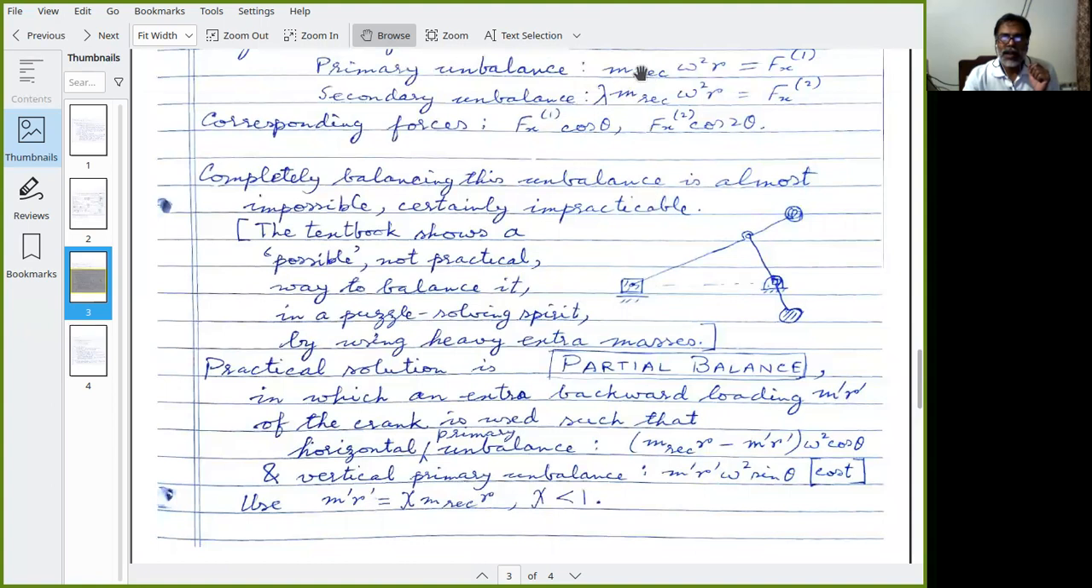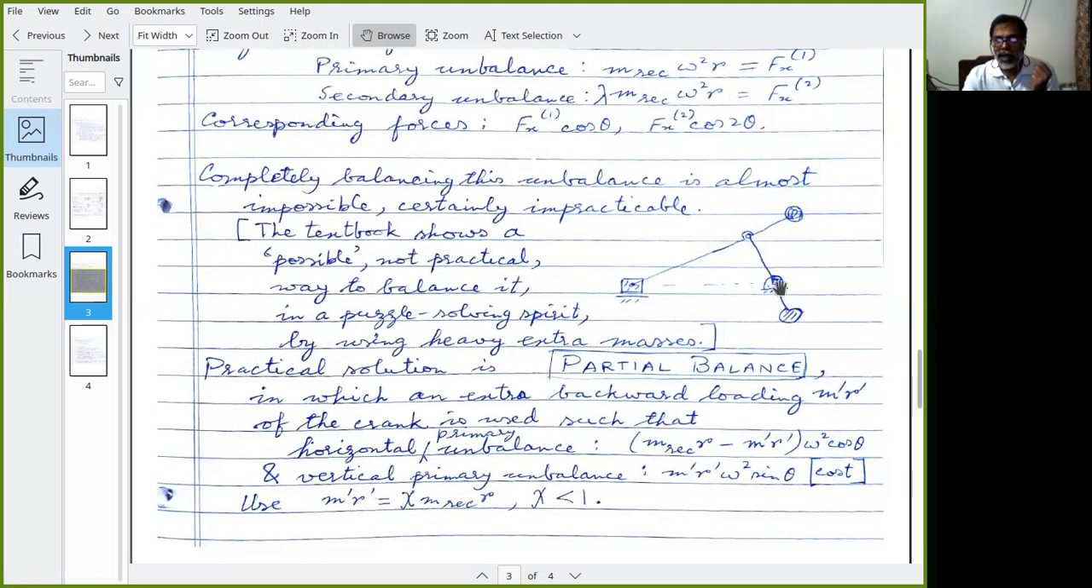This is m rect omega square r, etc. So that basically amounts to something like a mass m rect here rotating about this point. Because if there were a mass at this point called m rect, its rotary unbalance would be a force in this direction equal to m rect omega square.